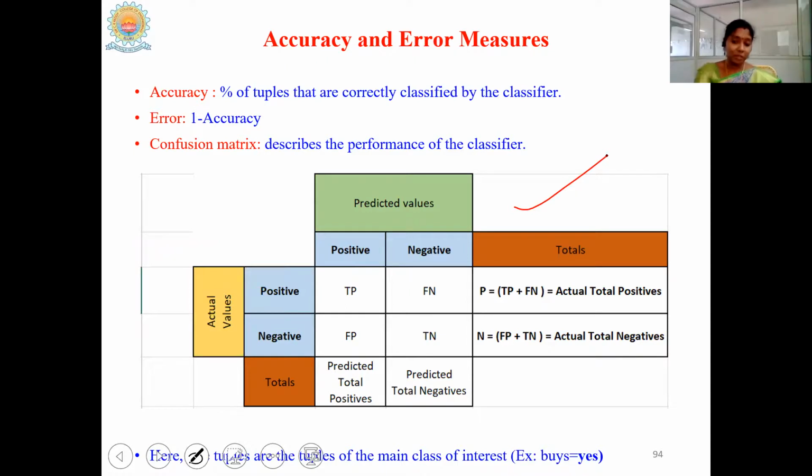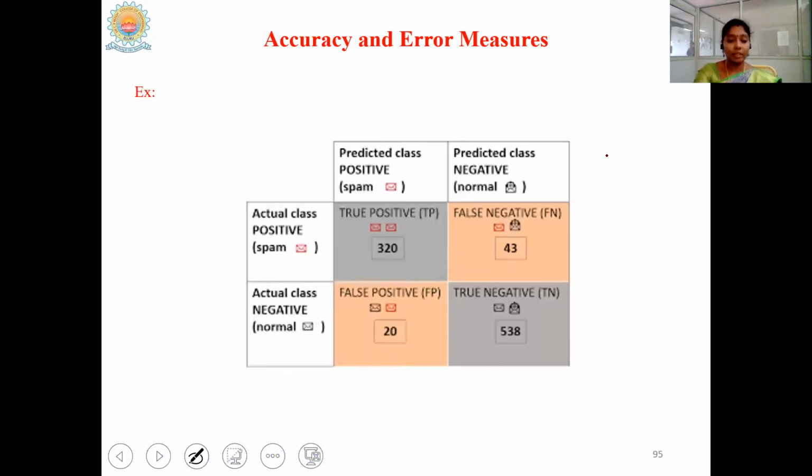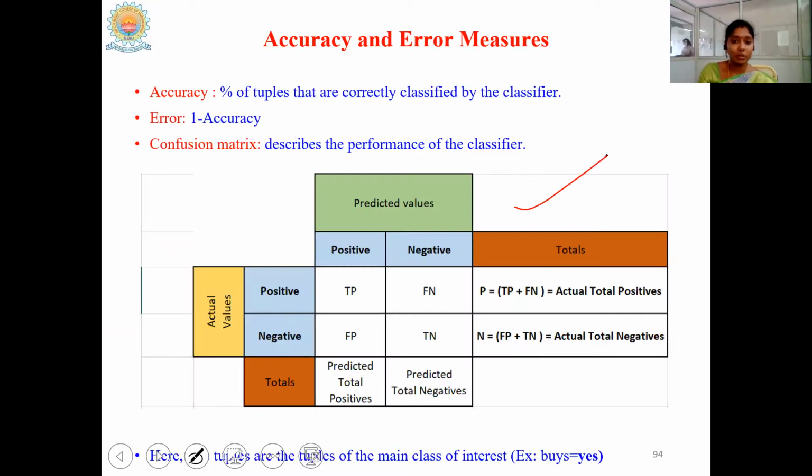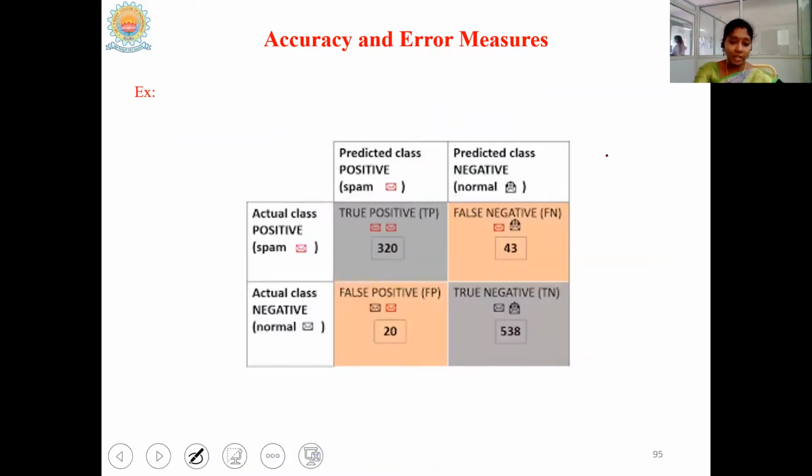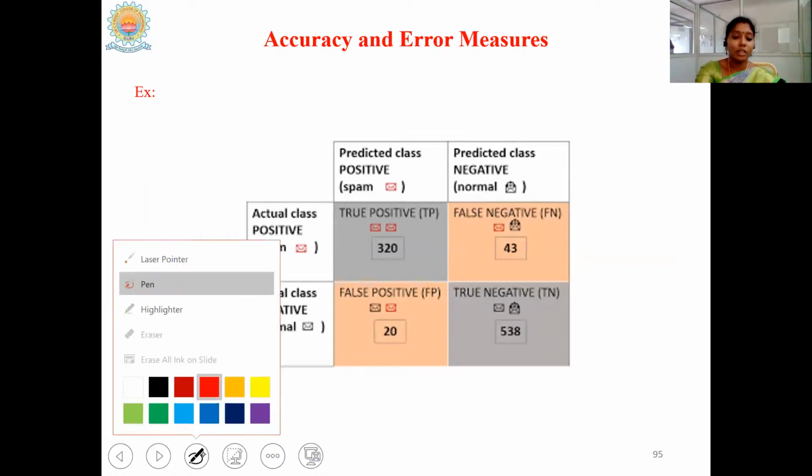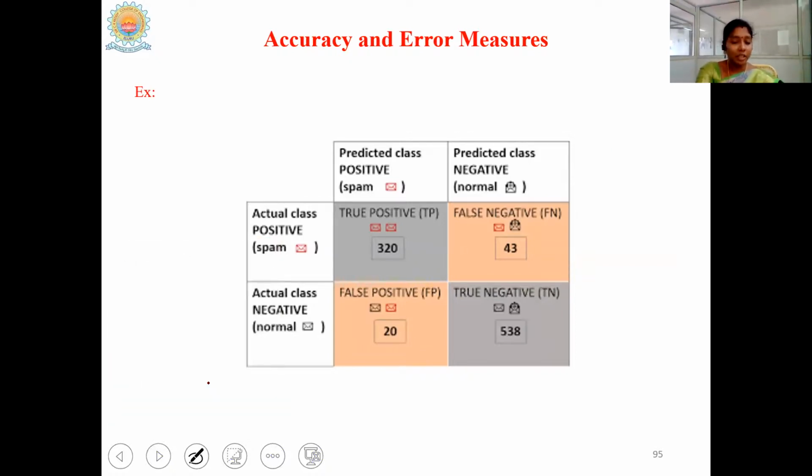This is the structure of the confusion matrix, and let me explain it by considering an example. Previously, this was the structure of the confusion matrix, and this is an example of it. Here, as I said earlier, we have considered email data, and our aim is to identify all the spam emails. We did some classification and projected the result with the help of the confusion matrix.